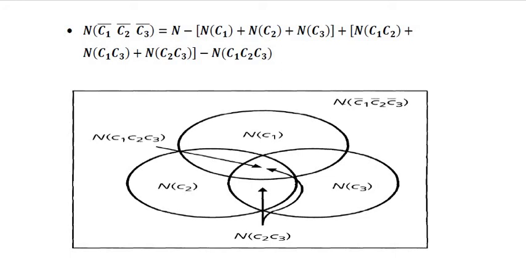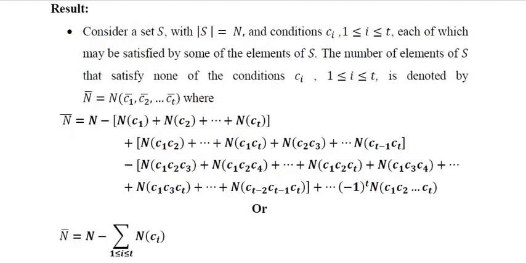And for each 1 less than or equal to i less than or equal to t, n of Ci bar is equal to N minus n of Ci, which denotes the number of elements in S that do not satisfy the condition Ci. If 1 less than or equal to i, j less than or equal to t with i not equal to j, then n of Ci bar Cj bar will denote the number of elements in S that satisfy neither of the conditions Ci and Cj. Now let us generalize our result and see the result here.